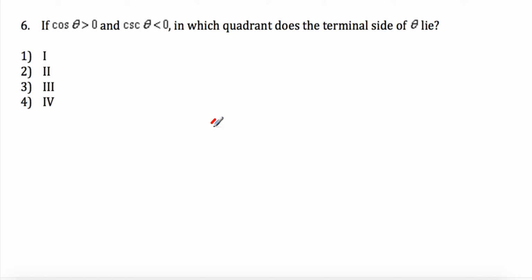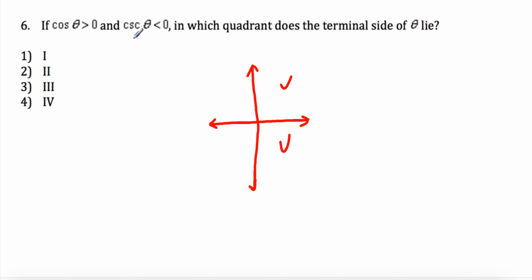Now here we have cosine is positive. Which two quadrants do we have cosine to be positive? Here and here. Oh, my bad. Cosine is positive here and here. That's what I meant.